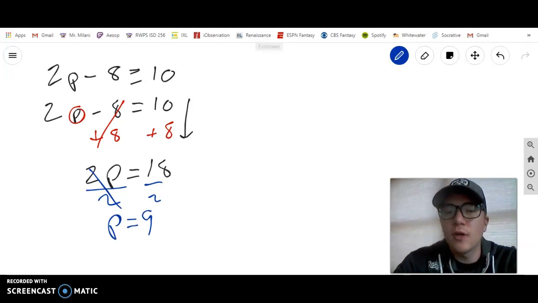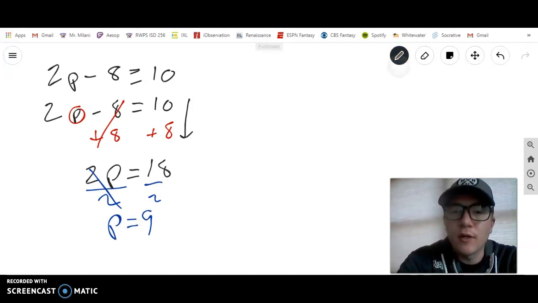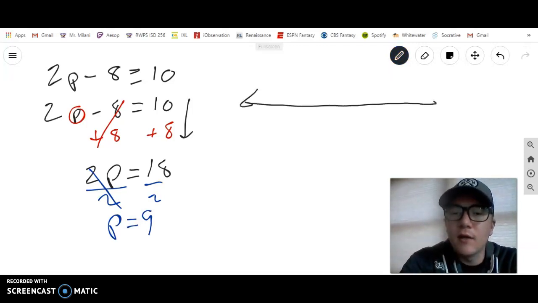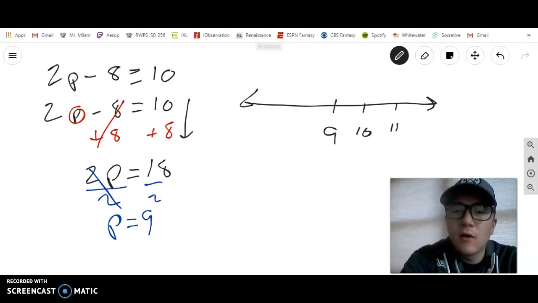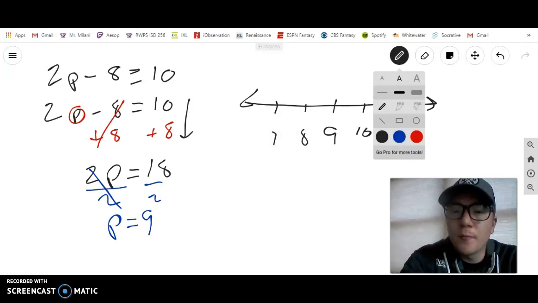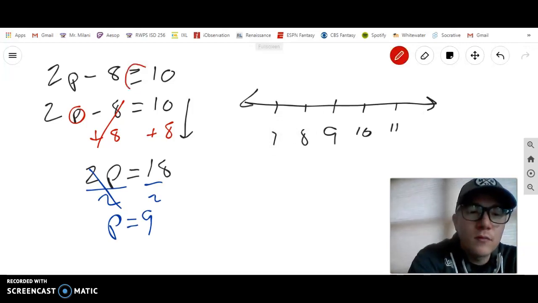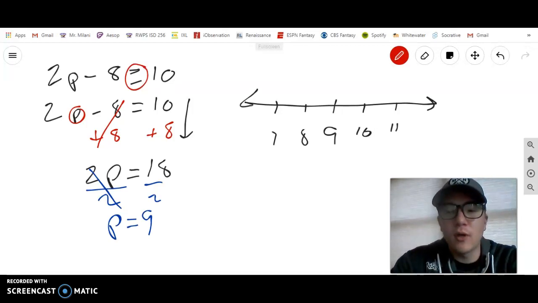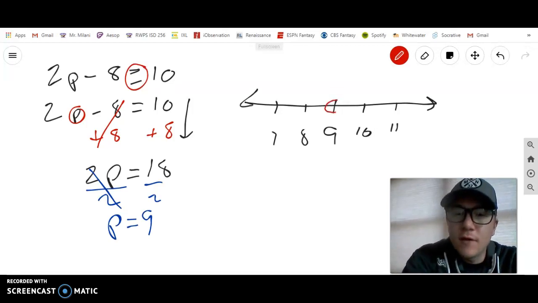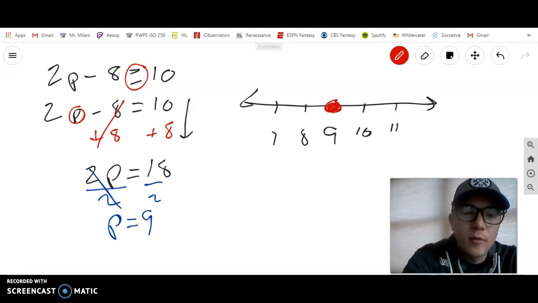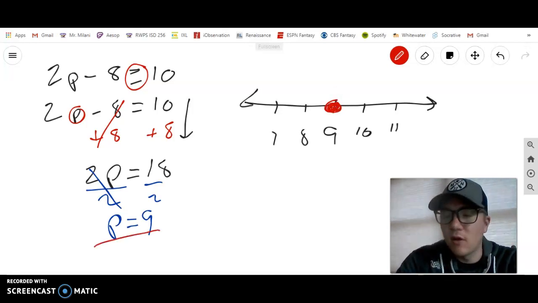Okay, that's where you're going to set up now for your test point. So I'm going to have my number line. I'm going to put 9 right in the middle. Let's just do 10 and 11 over here, 8 and 7 back this way. Let's test a point on the other side this time. Well, first, remember, since it's that greater than or equal to, we're going to have a filled in circle at 9. It's at 9 because we got 9 when we solved for it.